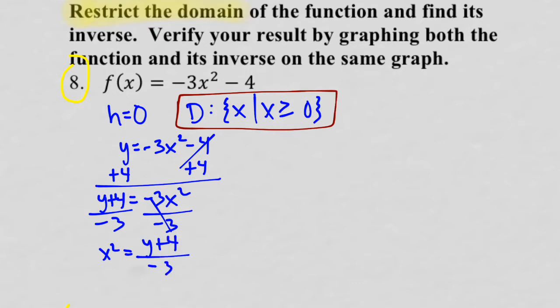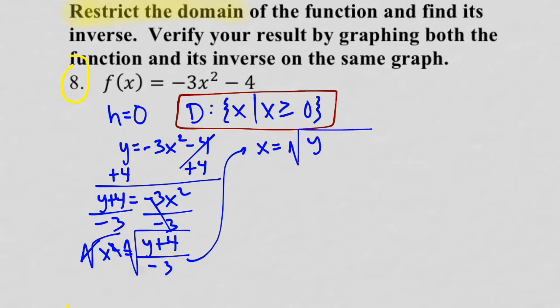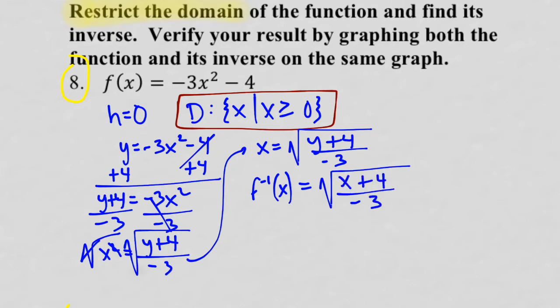And finally, take the square root of both sides. Square root, because that cancels the square. Keep going over here. So x equals the square root of (y plus 4) over -3. y, f inverse, equals, I'm going to write it in the correct form. Remember, change the y to x, so the square root of (x plus 4) over -3. There you go. That is your inverse.